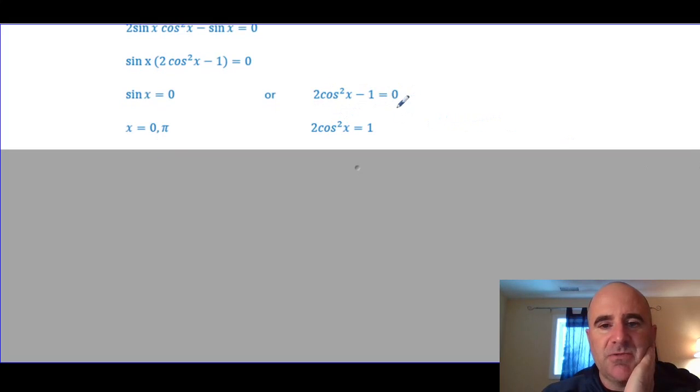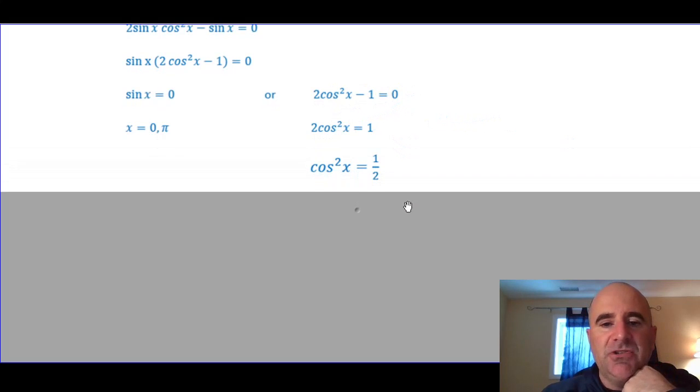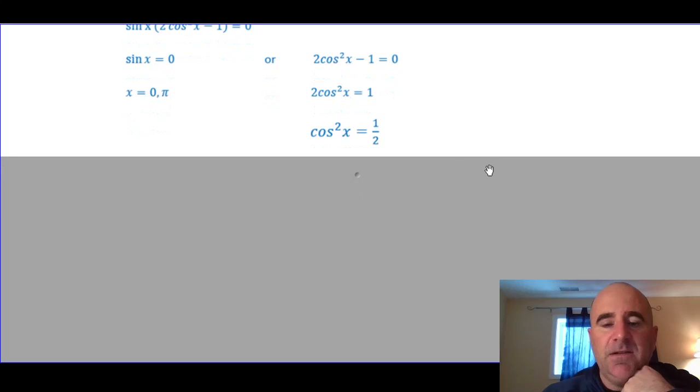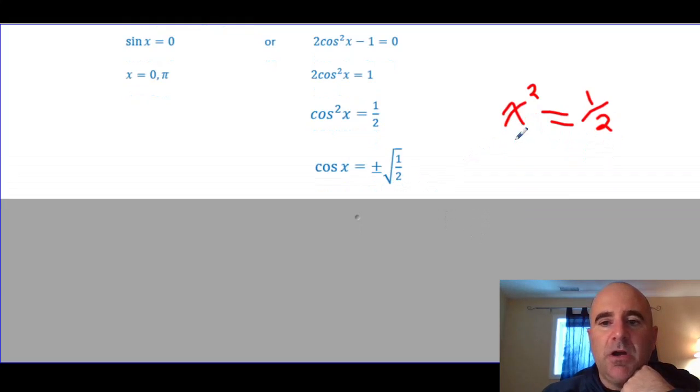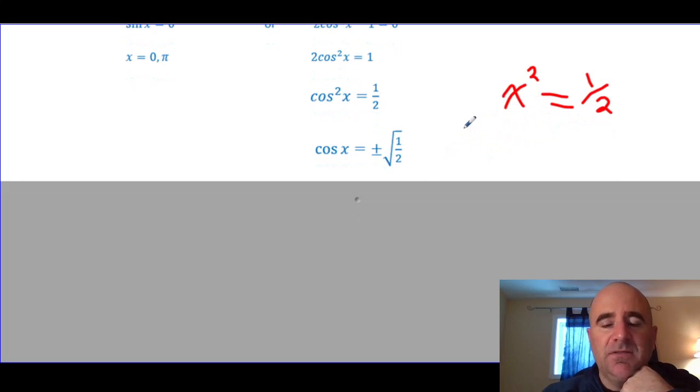2 cos squared x minus 1 equals 0 means 2 cos squared x must equal 1. Divide by 2, cos squared x must be a half. This is a lot like solving x squared equals a half. I would have to take the square root, but I would have to remember that the negative root could count as well. There's a positive and a negative answer.